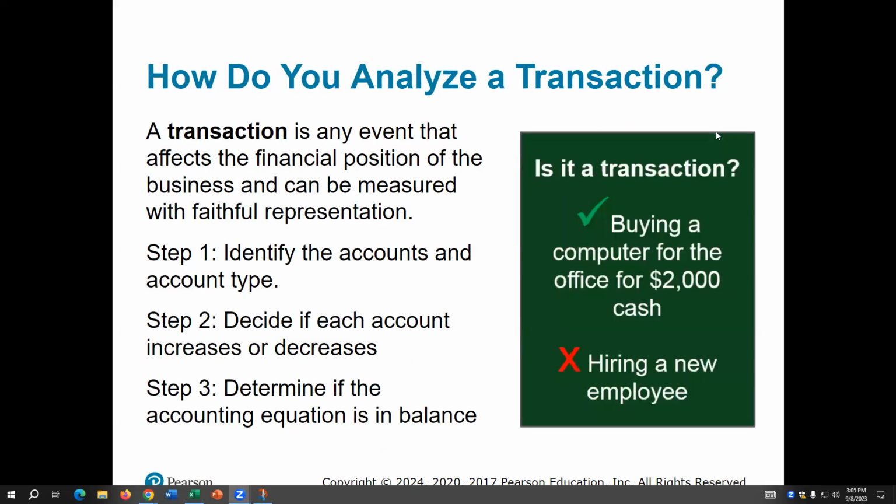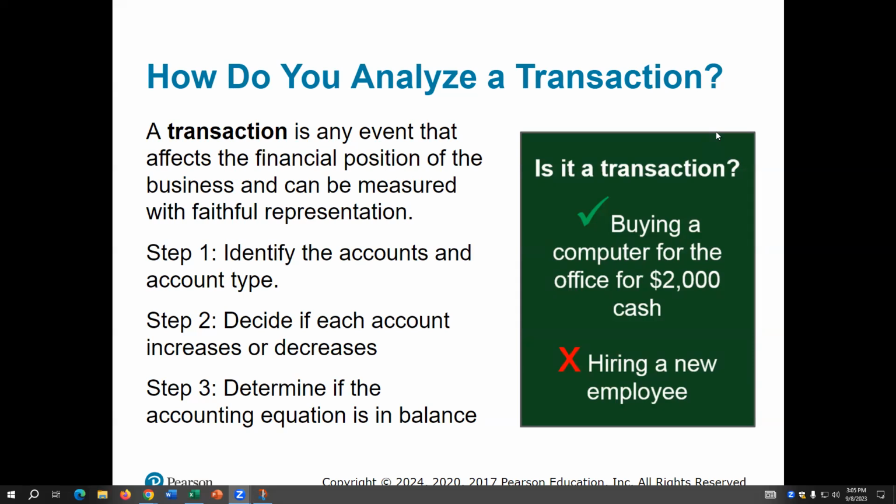All right, so now that we know about the accounting equation, we're going to figure out how we apply this to recognizing how we should record a transaction in an accounting system. A transaction is any event where we have a change in financial position between ourselves and someone else. It has to affect the financial position of the business, and you have to be able to measure it with what they call faithful representation, which means we need to come up with a meaningful number that makes sense and is verifiable, essentially.